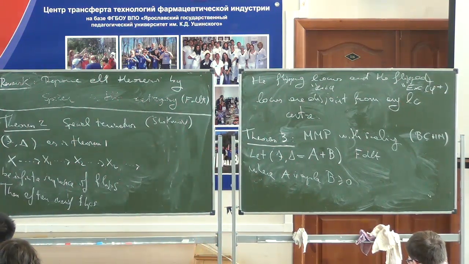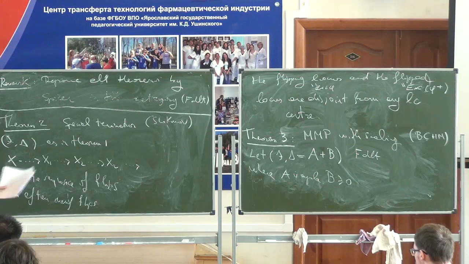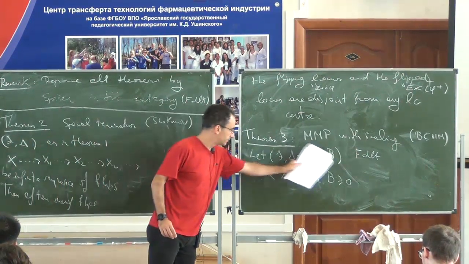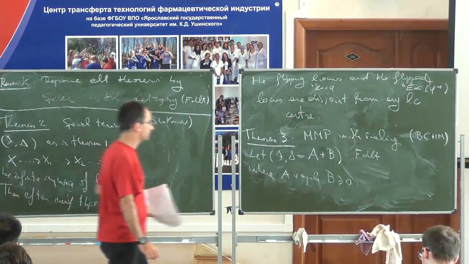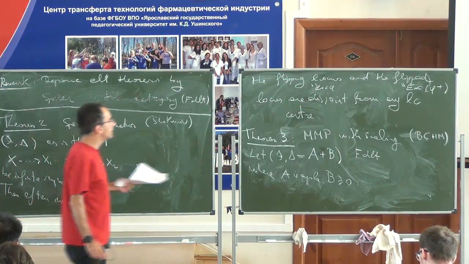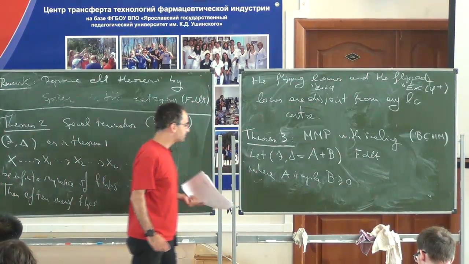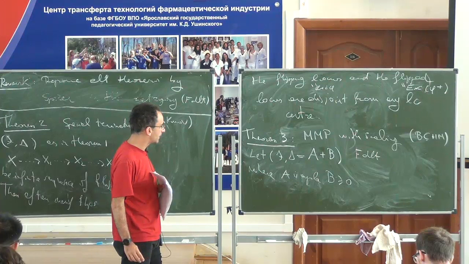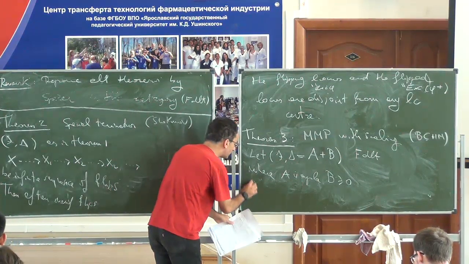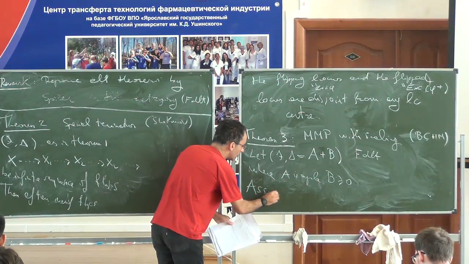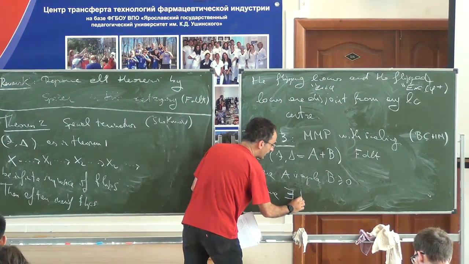So I will talk about this a bit later. But any big divisor can be written as A plus B, where A is ample and B is effective. So you should think of Δ as being big. But I will talk about this later. It's a bit more delicate. So let's assume that there exists a divisor.